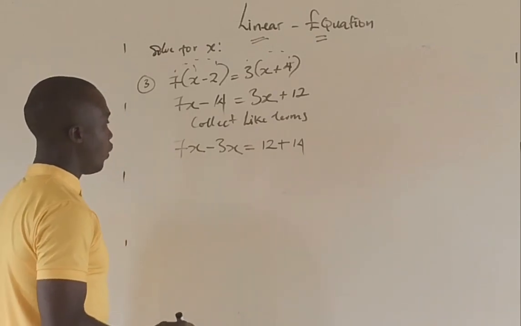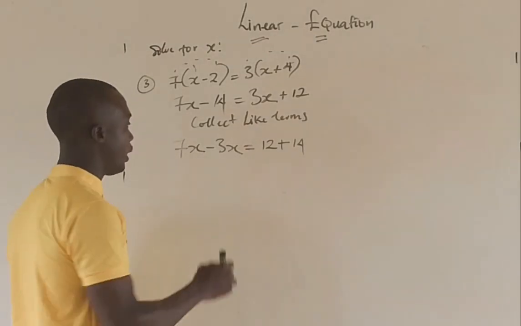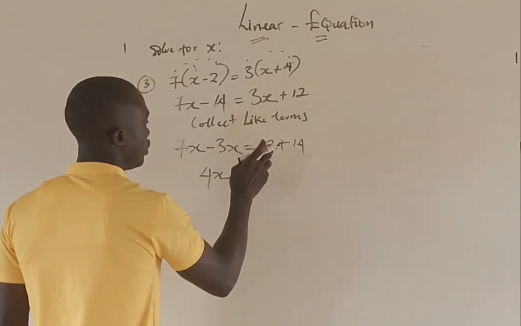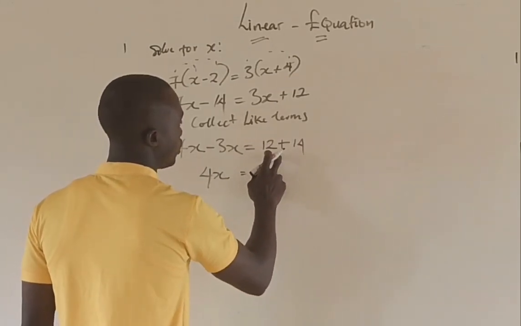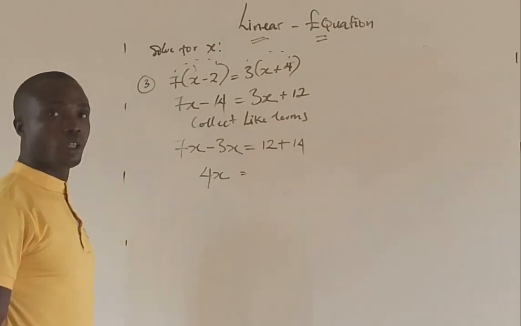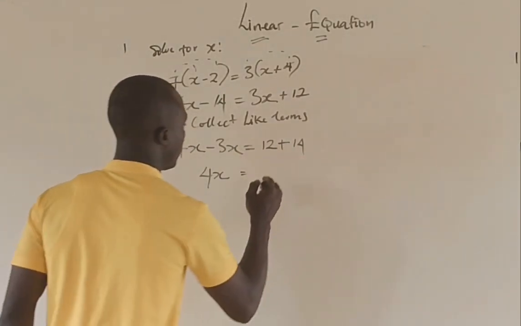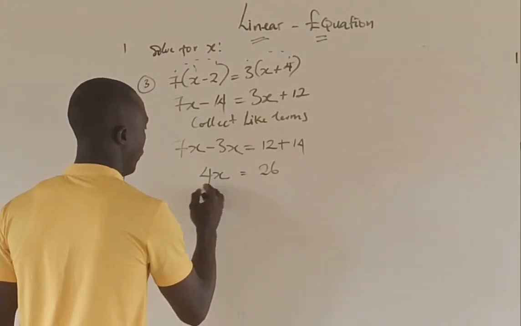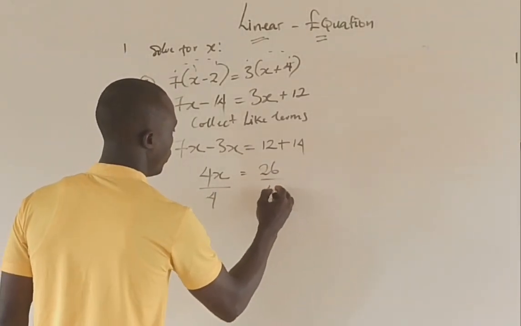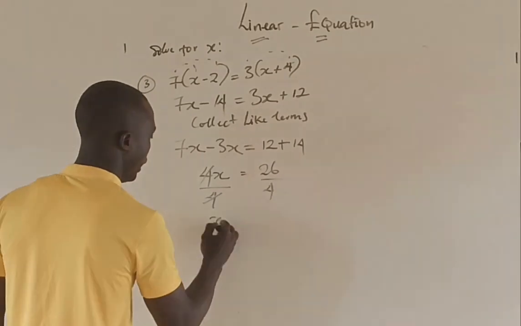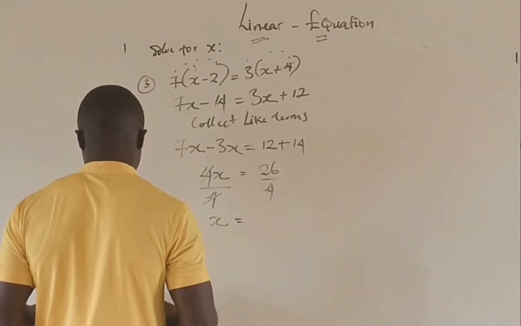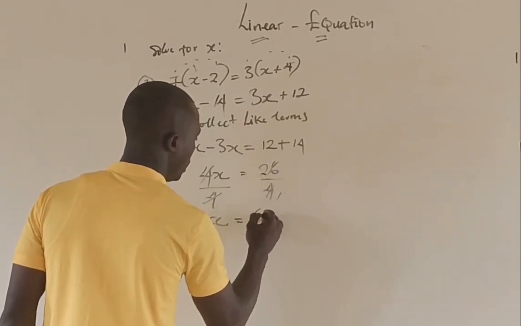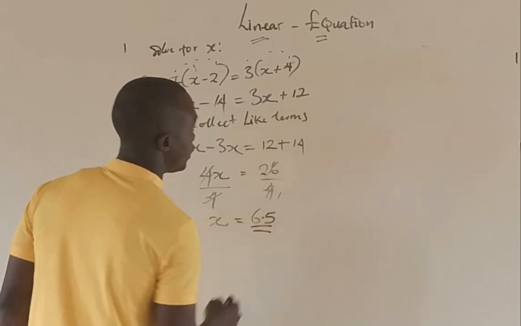4x. 4x equals to what? 12 plus 14. 12 plus 14 will give us 26. Divide both sides by 4. We have 4, 4 cancel 4. x equals to what? Here we have 6.5.